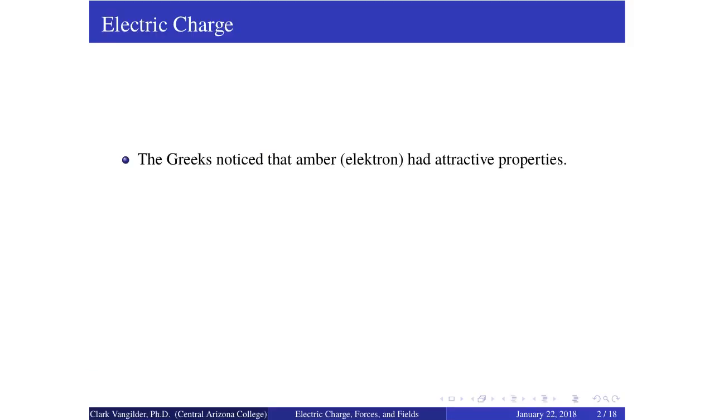History, the Greeks. Notice that amber, not a girl named Amber, but stuff named amber, okay? In fact, the Greek word for amber is electron, hence where we get our word electron. And when they noticed that, basically, they noticed static cling, because they had clothes back then too, okay?